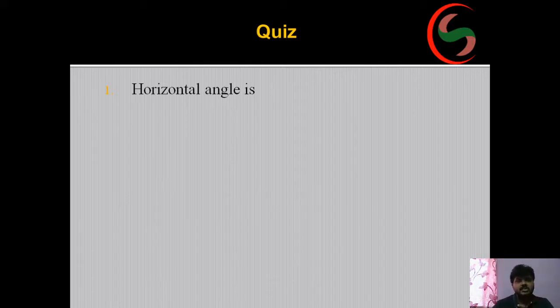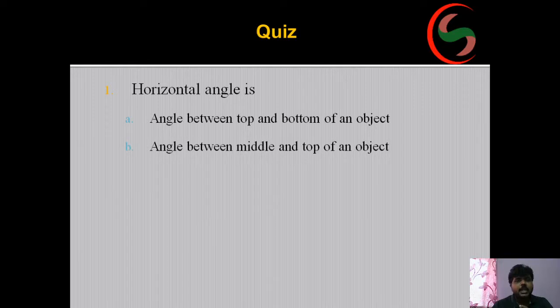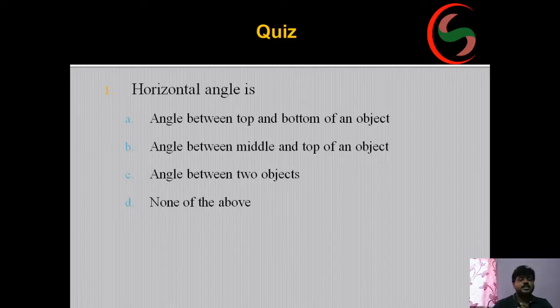Horizontal angle is an angle between top and bottom of an object, angle between middle and top end of an object, angle between two objects, or none of the above. The answer is C, angle between two objects. Now what will A be? Angle between top and bottom of an object is the vertical angle. Middle and top of an object is the angle of elevation. I will show you the figure.